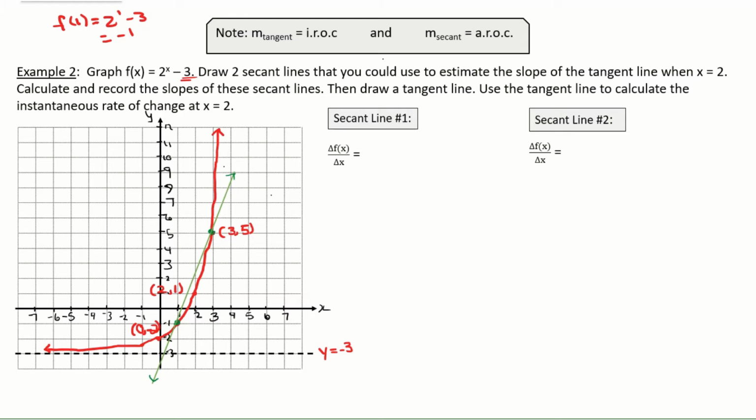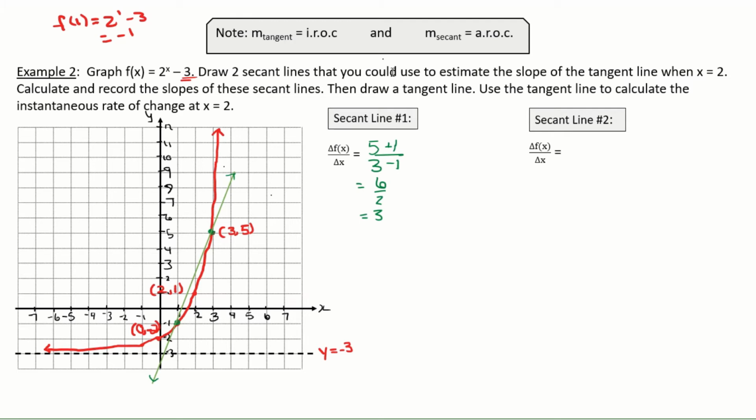So y2 minus y1, that's going to be 5 is my y2 minus my y1 is -1 over x2 minus x1. That gives us 6 over 2, 3. So there's one secant line. That's the slope of that. So the slope of this green line here is 3 units.